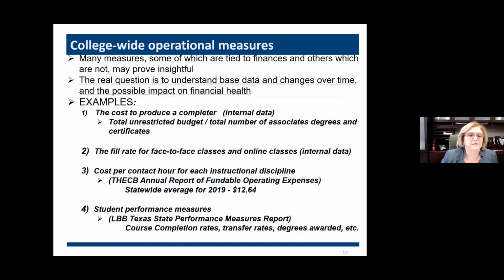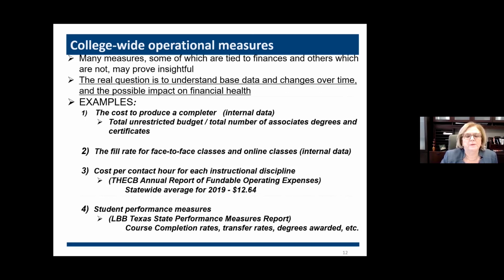One example that I don't think you'll see published anywhere, but I like to look at within my college, is what is the cost to produce a completer? This is generated from internal data, but what was our total unrestricted budget for, pick a year, 2018? And how many associate degrees and certificates did we grant? And just divide those two. We may find that it cost us $20,000 per completer or some number like that.